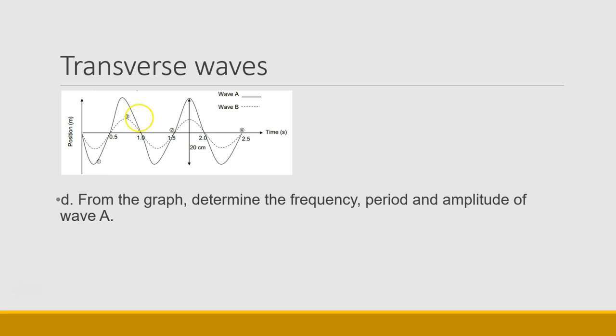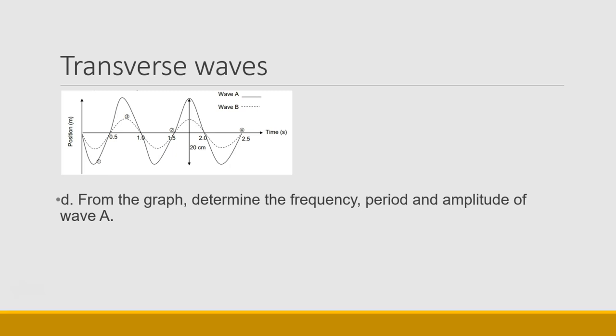The amplitude of wave A, well, we were given double the amplitude of 20 centimeters. So it's going to be 20 divided by 2, which is 10 centimeters. And we always want to convert back to our base unit.